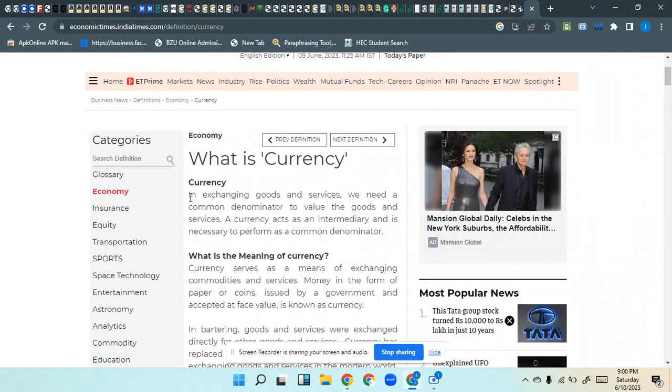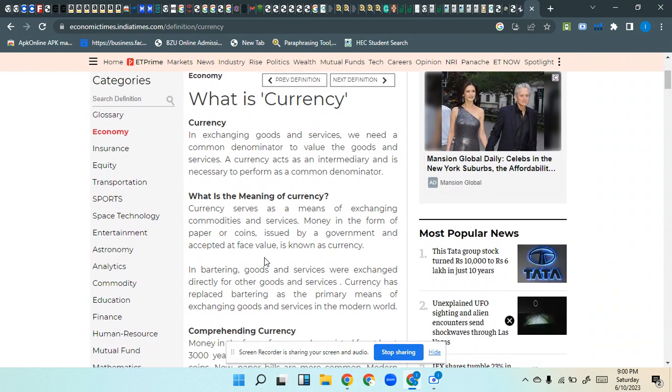So, currency. In exchanging goods and services, we need a common denominator to value the goods and services. A currency acts as an intermediary and is necessary to perform as a common denominator. So, what is the meaning of currency?